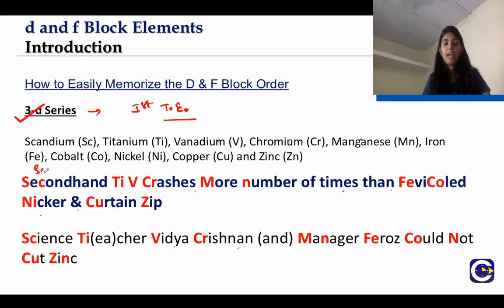So this is scandium, titanium, vanadium, chromium, manganese, then iron, then cobalt, then nickel, and then copper, and then zinc. So in this way you can also remember the elements of the 3D series.